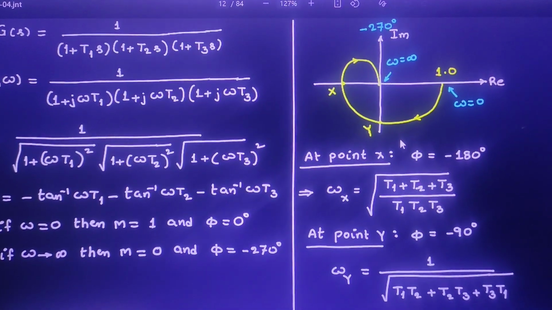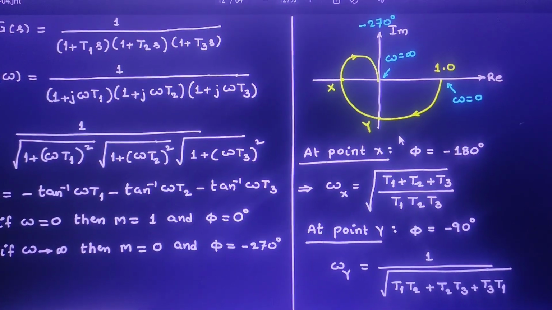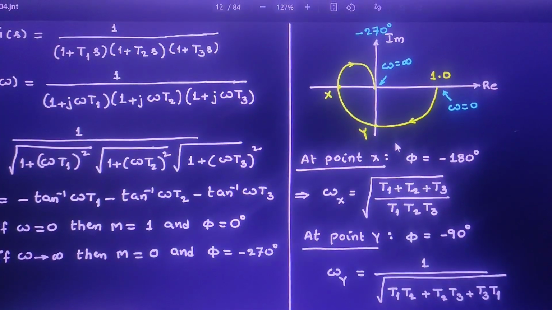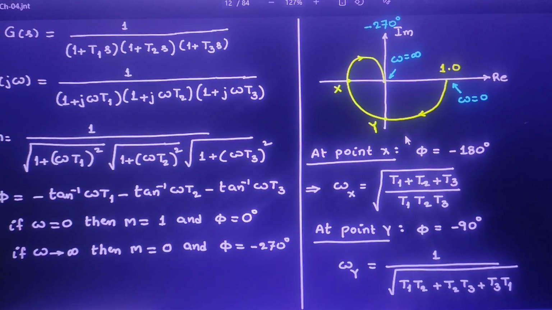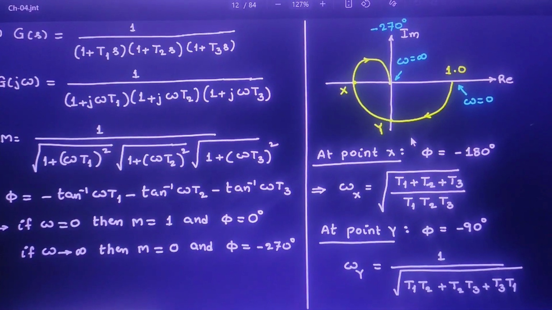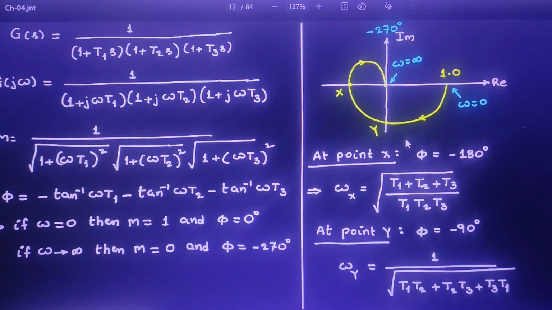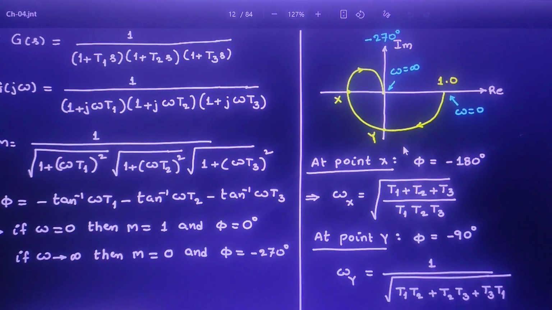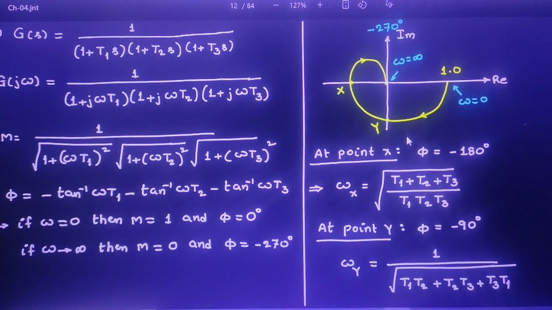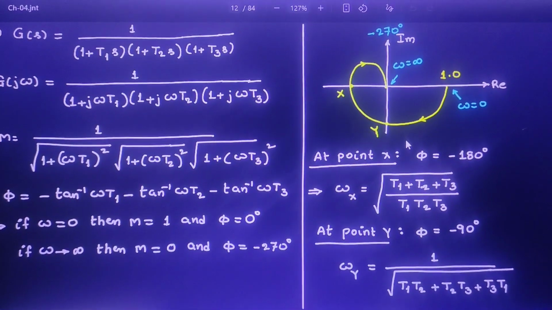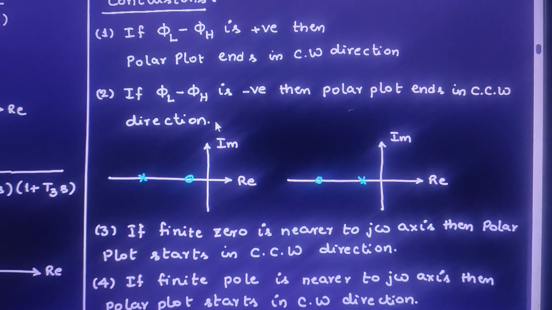At point x on the negative real axis, phase angle is minus 180 degrees and omega x can be written as under root of the sum of the 3 time constants by the product of the 3 time constants. And at point y on the negative imaginary axis, omega can be determined by 1 by under root T1 T2 plus T2 T3 plus T3 T1. These are the important conclusions used here in the polar plot.